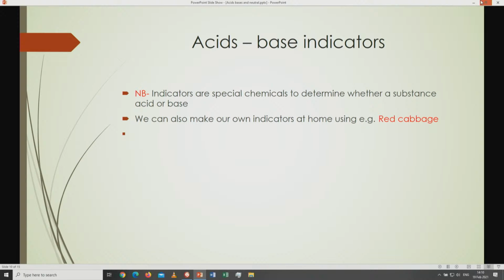Number two, you can also use a special one from a red cabbage. You just cook it. After cooking it, you can use its sauce to test if a substance is an acid, is a base, or a substance is a neutral. Let's take a look at these ones.